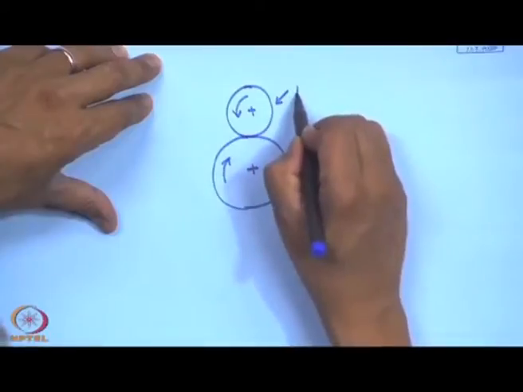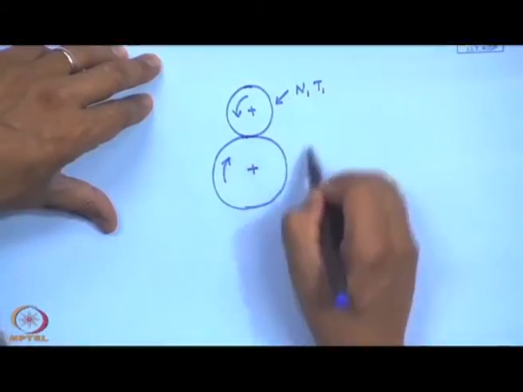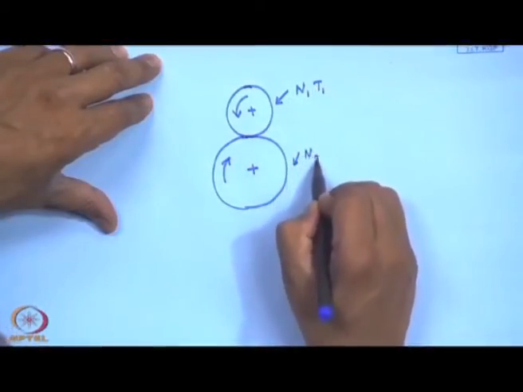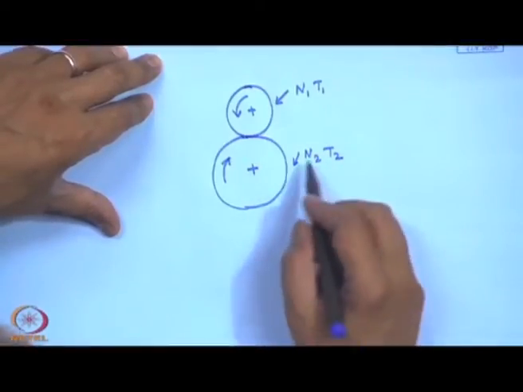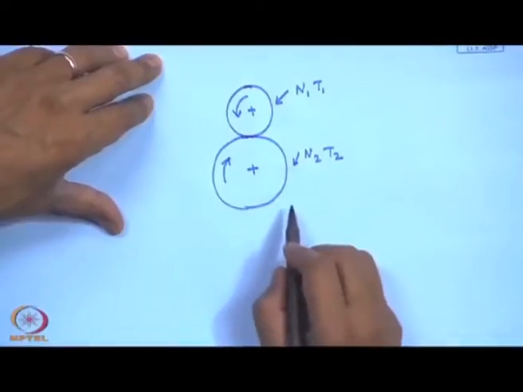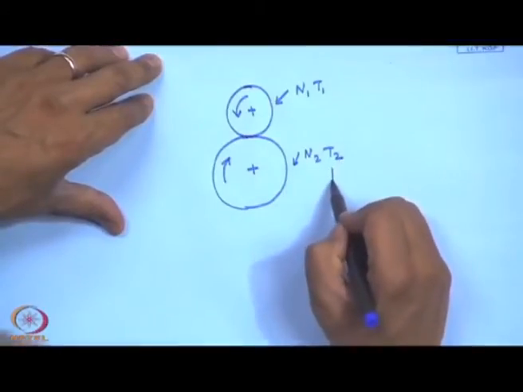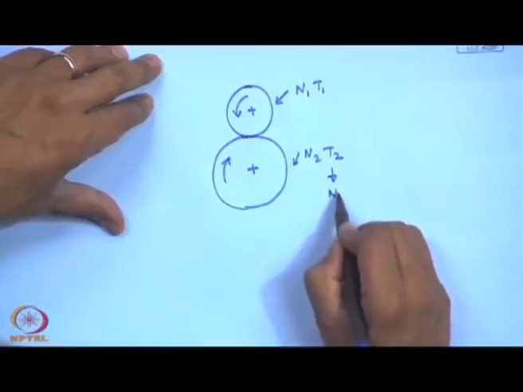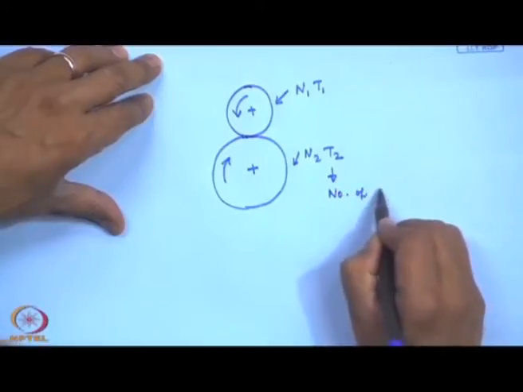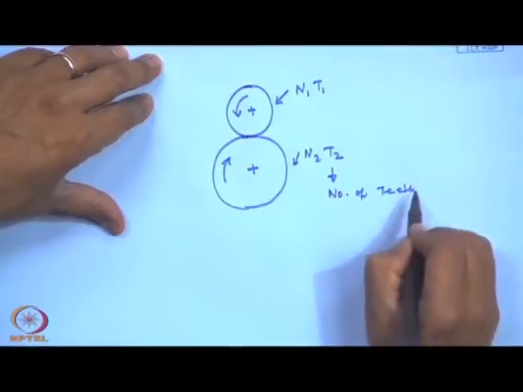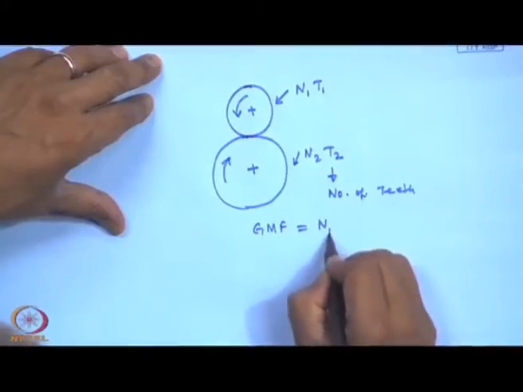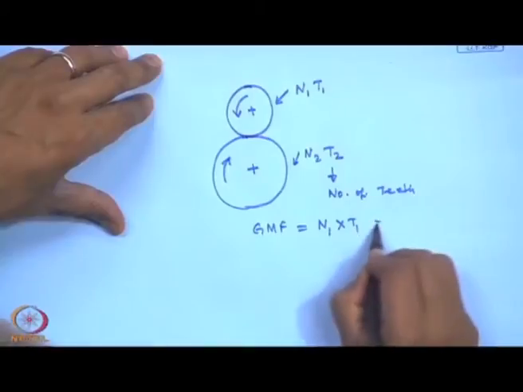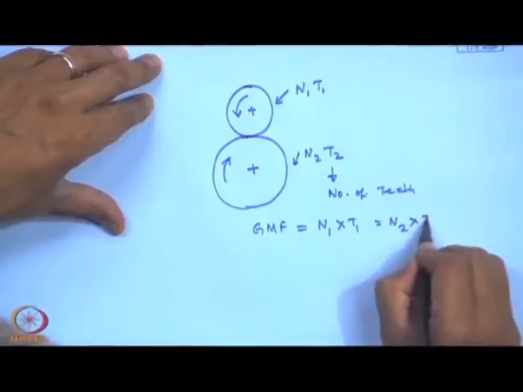This is some N1, T1, N2, T2. Now, the torque which is being carried, of course, this is the number of teeth, not the torque here. So, GMF is equal to either N1 times T1, or which is also equal to N2 times T2.